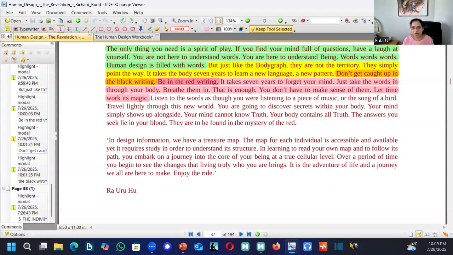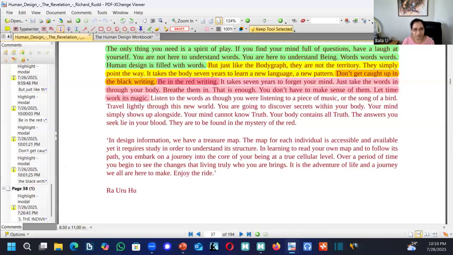It takes 7 years to forget your mind. Just take the words in through your body. Breathe them in. That is enough. You don't have to make sense of them. Let time work its magic. Listen to the words as though you were listening to a piece of music or the song of a bird. Travel lightly through this new world. You are going to discover secrets within your body. Your mind simply shows up alongside. Your mind cannot know the truth. Your body contains all truth. The answers you seek lie in your blood. They are to be found in the mystery of the red.